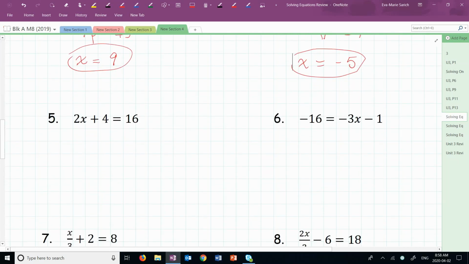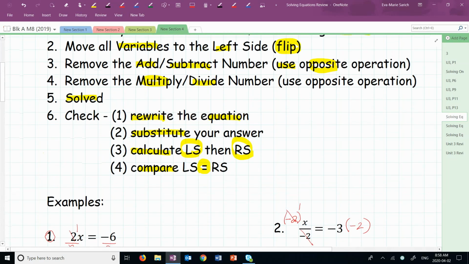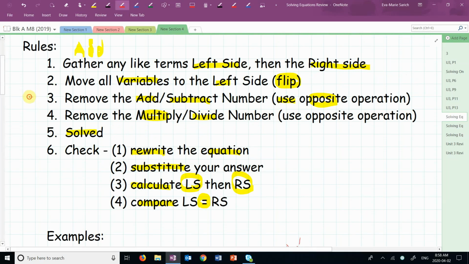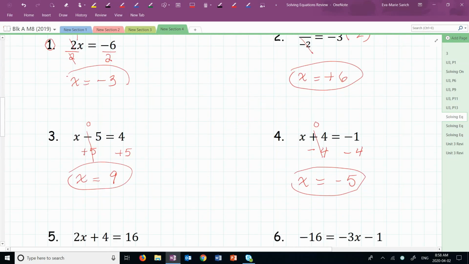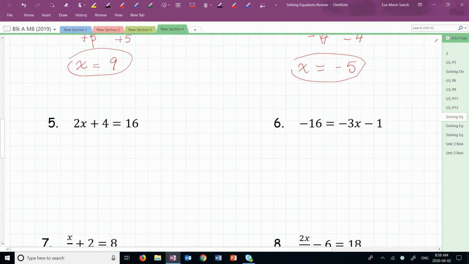Equation 5. Now, on this one, we can see we have two things that are next to the x. We need to get rid of the 2 that's multiplying it. We need to get rid of the plus 4. If we go back through our steps, remember that the add and subtract has to be done before the multiply and divide. So we're going to get rid of the add 4 first. Just like we did in those single one-step equations, we're going to subtract 4 from both sides. That gets rid of the add 4.